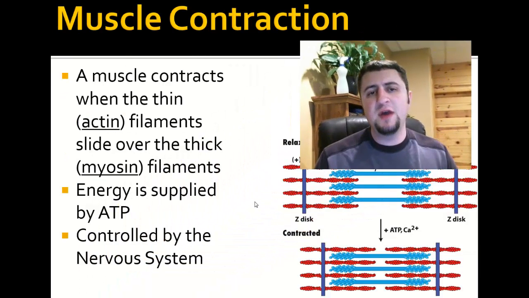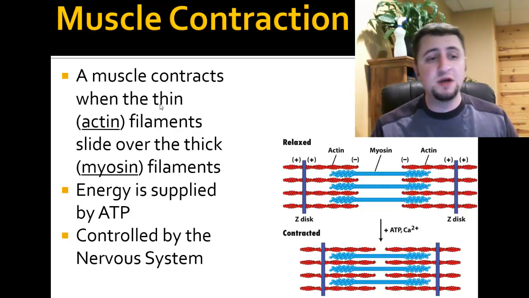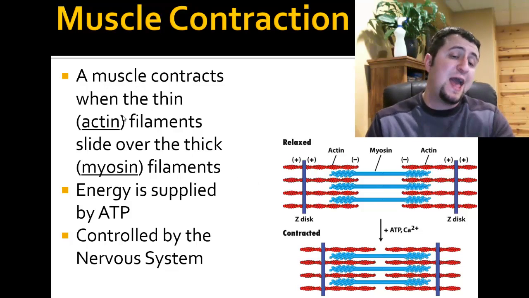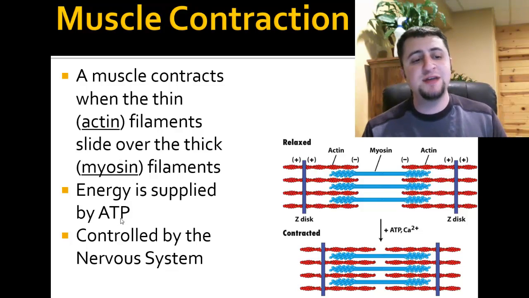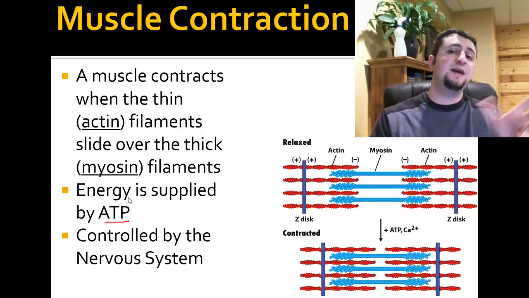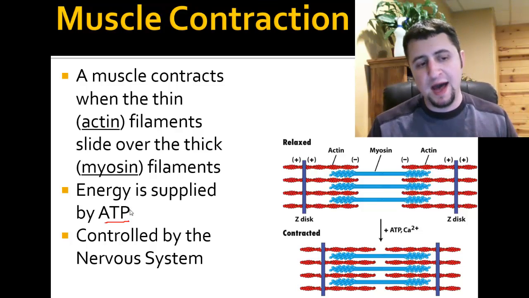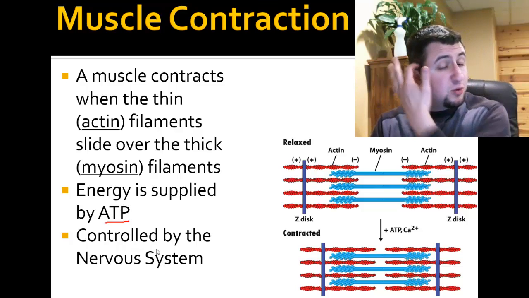I'm going to give you guys a quick run through on muscle contraction. Basically, a muscle contracts when the thin actin filaments slide over the myosin filaments, and that requires energy in the form of ATP. Remember, adenosine triphosphate is sort of the energy of our bodies, and that is controlled by the muscular system. It actually is a little bit more complicated.